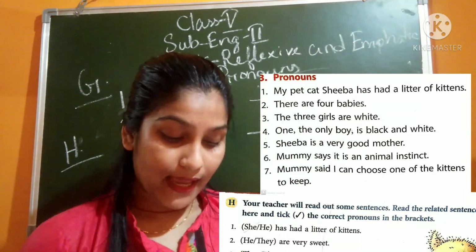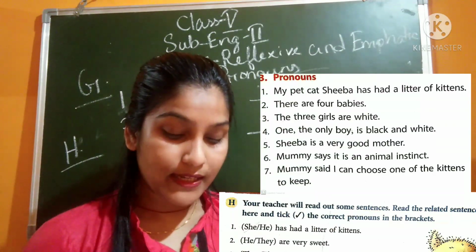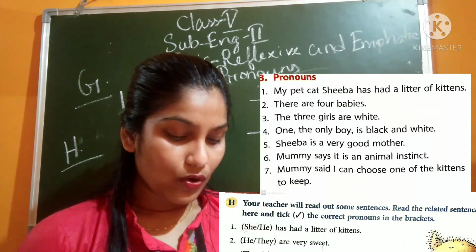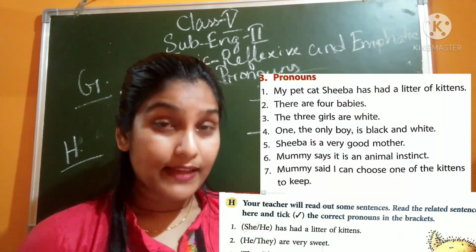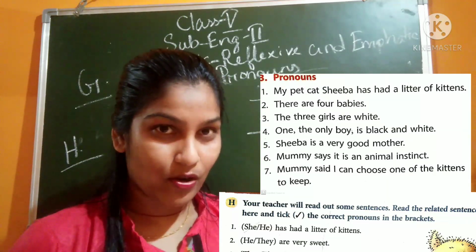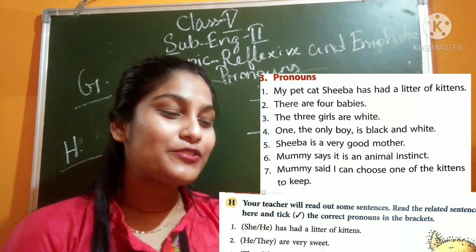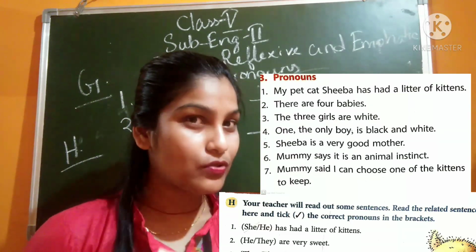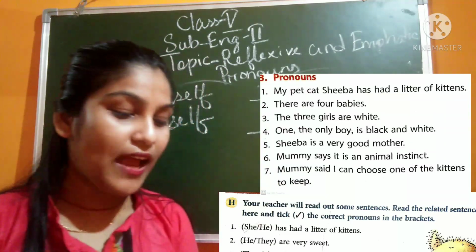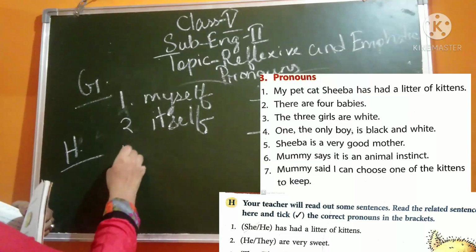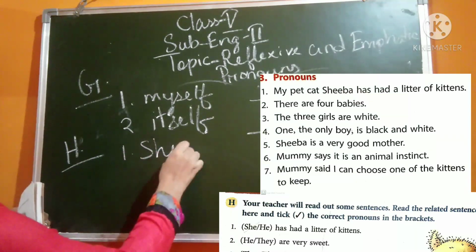So number 1: My pet cat Shiva has had a litter of kittens. So the pet cat is named Shiva. If Shiva has had a litter of kittens, that means a mother will give birth to a litter of kittens, right? Or will the father? No. So we will use she or he for that, and obviously we will use she. She has had a litter of kittens. So number 1, you will tick mark she.